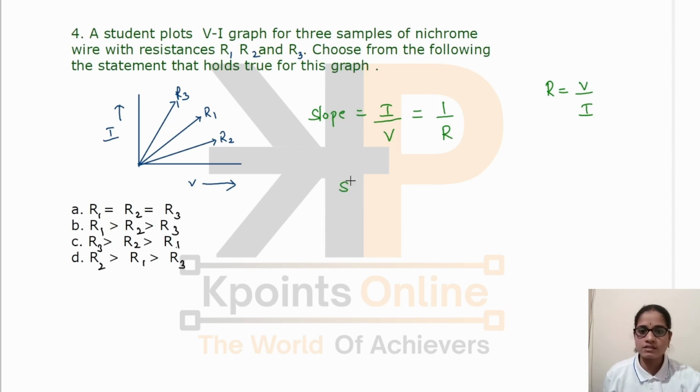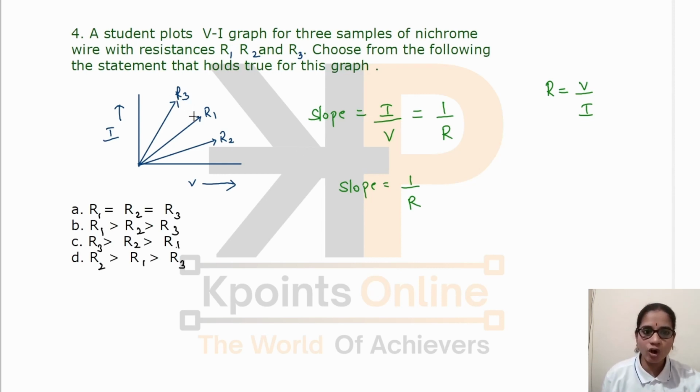This gives us slope is equal to 1 upon R. So for this graph, the slope is inversely proportional to R. More the slope, lesser is the resistance. Less the slope, more is the resistance.